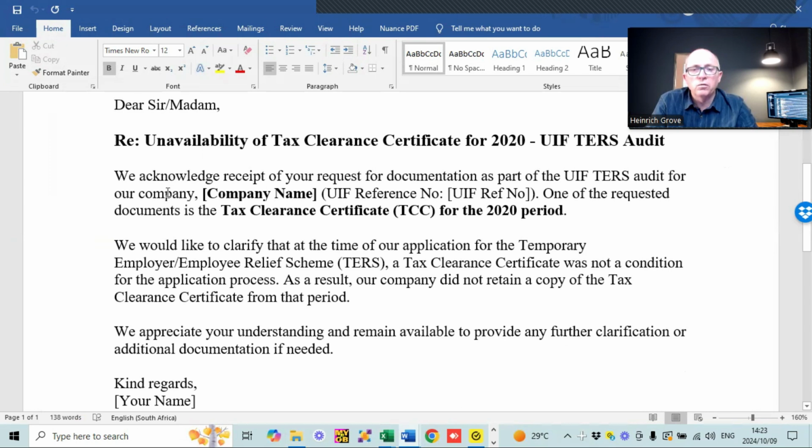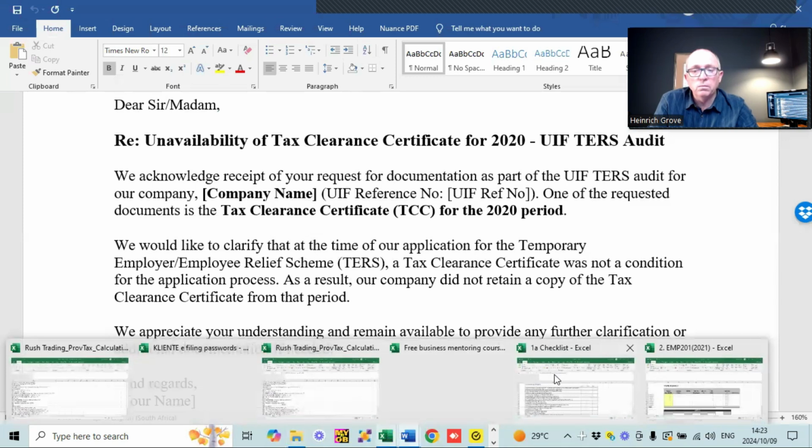So we acknowledge the receipt of your request for the documents. Our company, with the UIF register number, one requested document is the tax clearance certificate. We would like to clarify that at the time of application for the temporary employment relief system, a tax clearance certificate was not a condition for the application process. As a result, our company did not retain a copy of the tax clearance certificate for that period. So at least you can submit something for that.